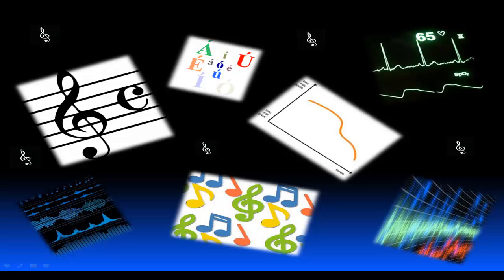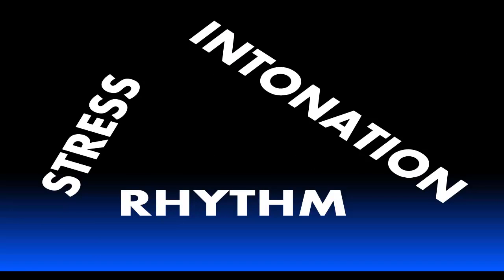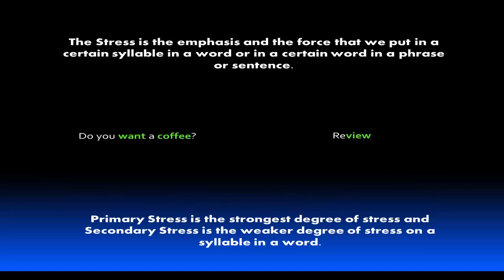Hello! Today I'm going to talk about stress, intonation, and rhythm, and the differences and similarities between English and Spanish. In English, there are two types of stress, primary and secondary. The stress is the emphasis and the force that we put on a certain syllable in a word, for example, review, or on a certain word in a phrase or a sentence.